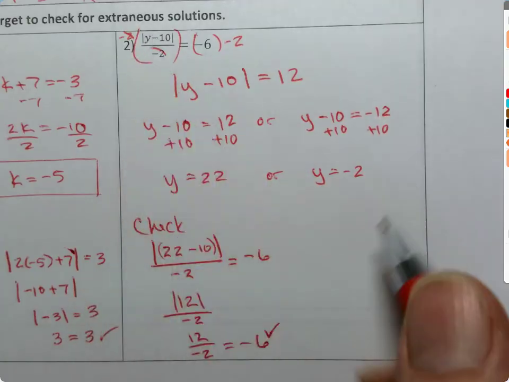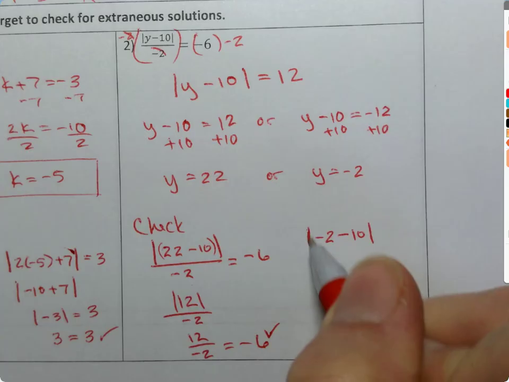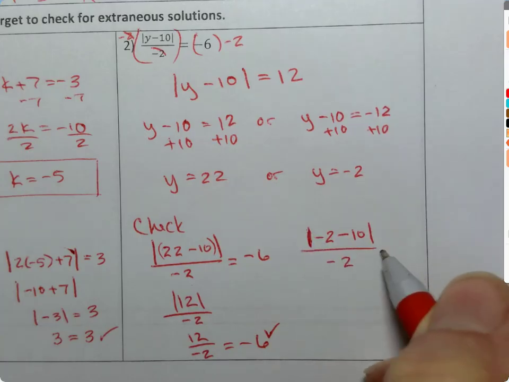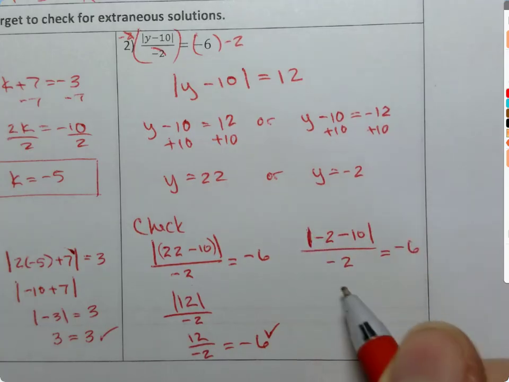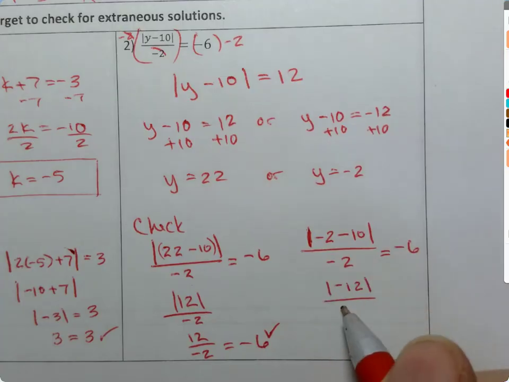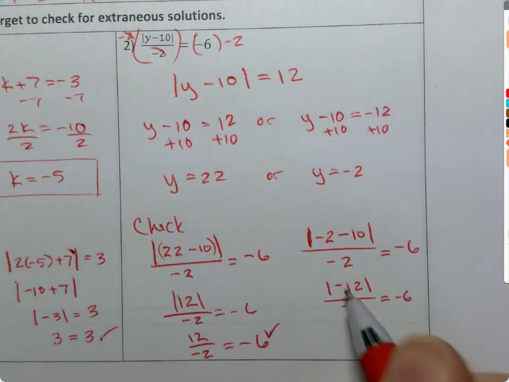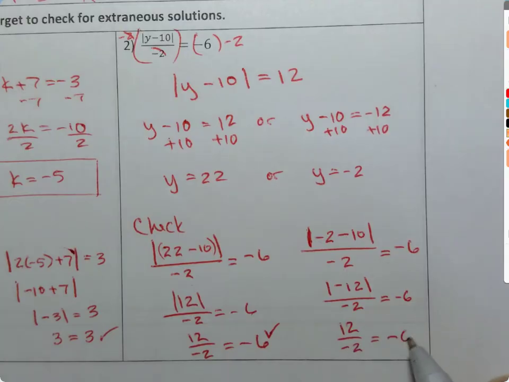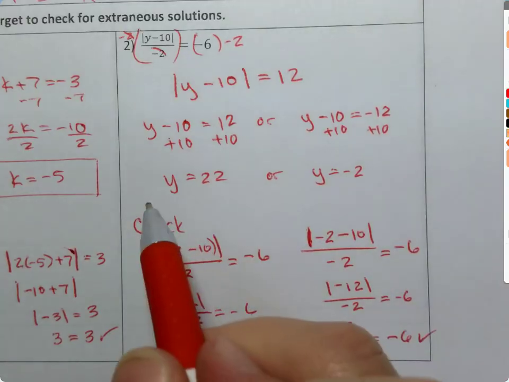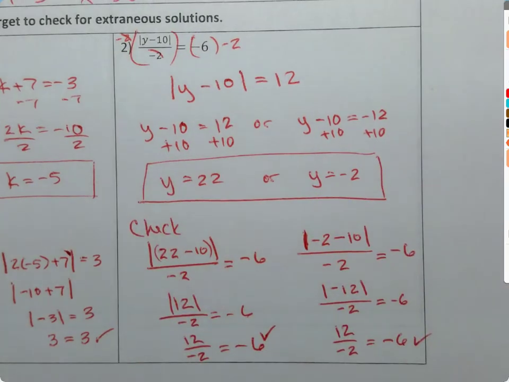Check the other one. Take your negative 2 and plug it in. So you do everything in the absolute value, and then the last thing you do is take the absolute value. So negative 12 in the absolute value signs. Does it work? Yep, the absolute value of negative 12 is 12. What's 12 divided by negative 2? Negative 6. So both answers are good. I have no extraneous solutions.